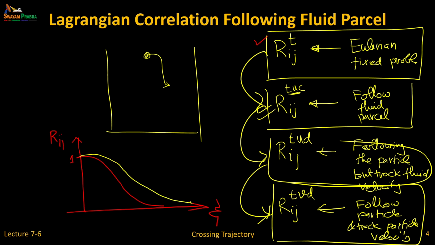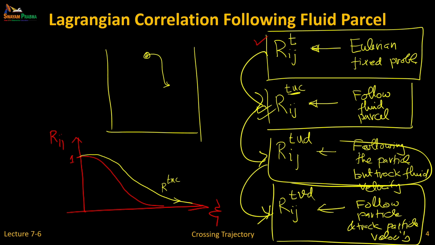So this is how it looks. Don't worry about the notation I said. You understand that this is how it goes. So in other words, going from a fixed probe to following the fluid parcel, I have more memory. Okay, now let's do the other thing.